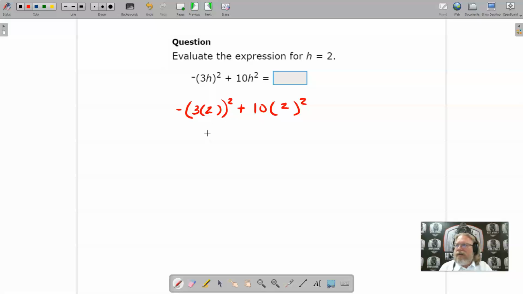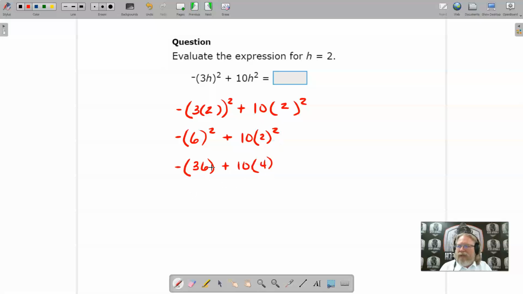Now let's do what's inside the parentheses here. So the opposite of, and what's inside the parentheses is 3 times 2. That's going to be 6, and that has to be squared. And then plus 10 times 2 squared. Now let's take care of the exponents. So I have the opposite of whatever 6 squared is. Well, 6 times 6 is 36, plus 10 times whatever 2 squared is, and that's 4.